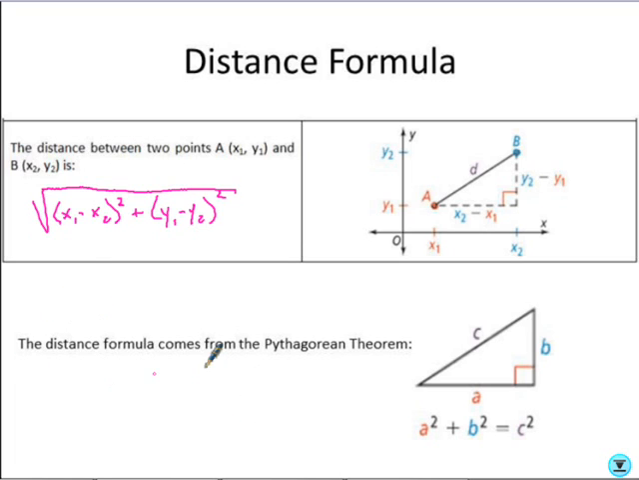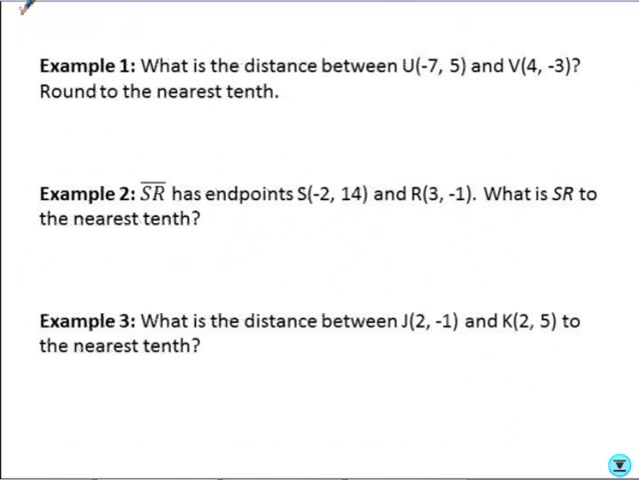The distance formula comes from the Pythagorean theorem. We get this because of the Pythagorean theorem. If we look at this side squared plus this side squared equals this side squared, that's how we get the distance formula from the Pythagorean theorem, which you guys know and have seen before.